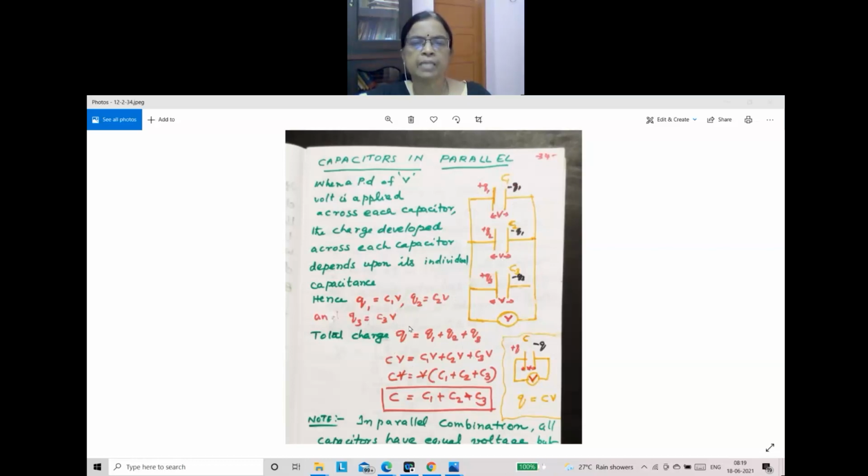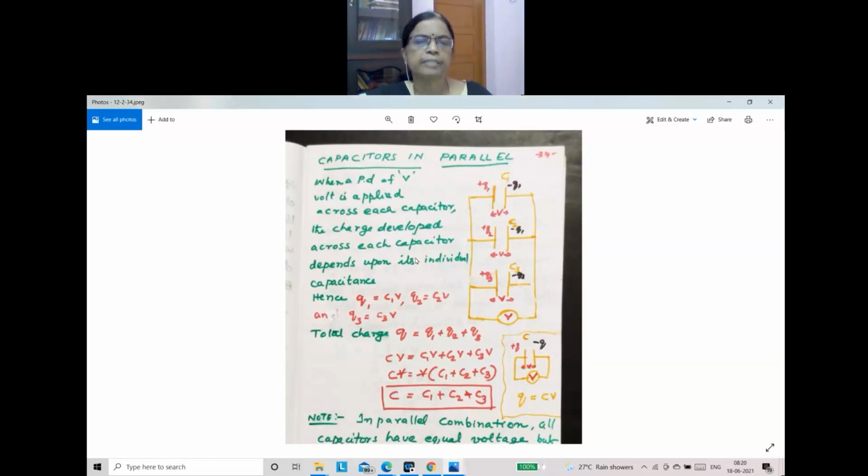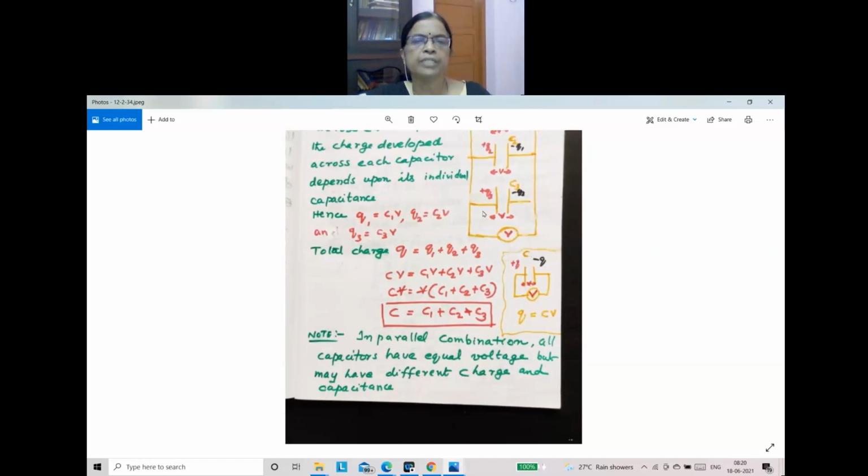Total charge Q is the sum of the charges on the individual capacitors. Q equal to Q1 plus Q2 plus Q3. There we had taken V equal to V1 plus V2 plus V3. There V was varying. Here Q is varying. Total charge Q is equal to Q1 plus Q2 plus Q3. Then substitute the equation Q instead of these three capacitors.